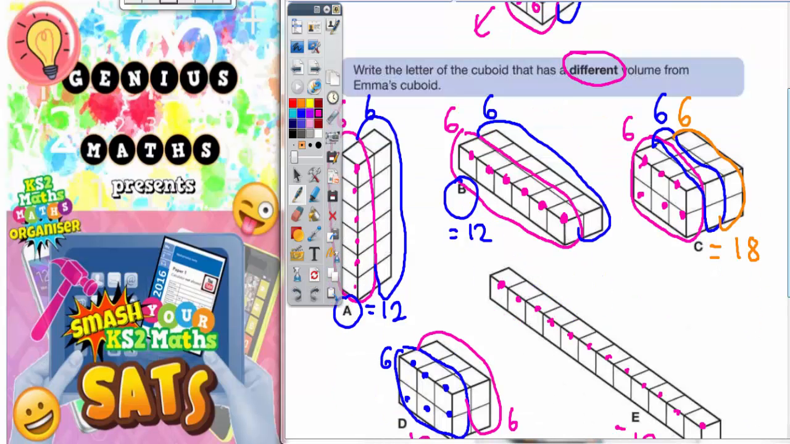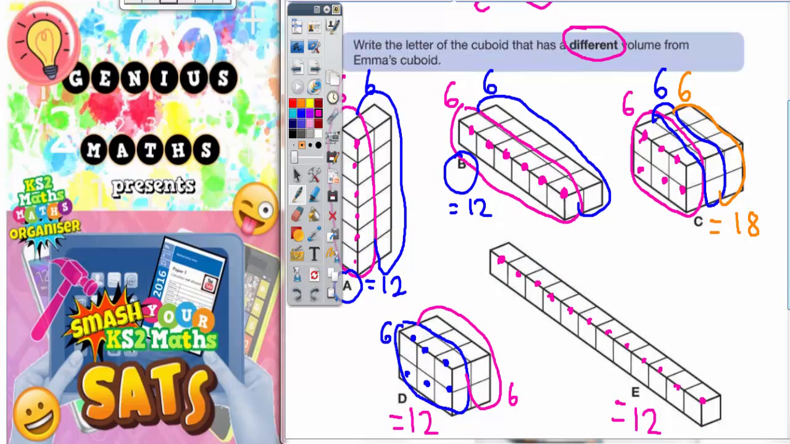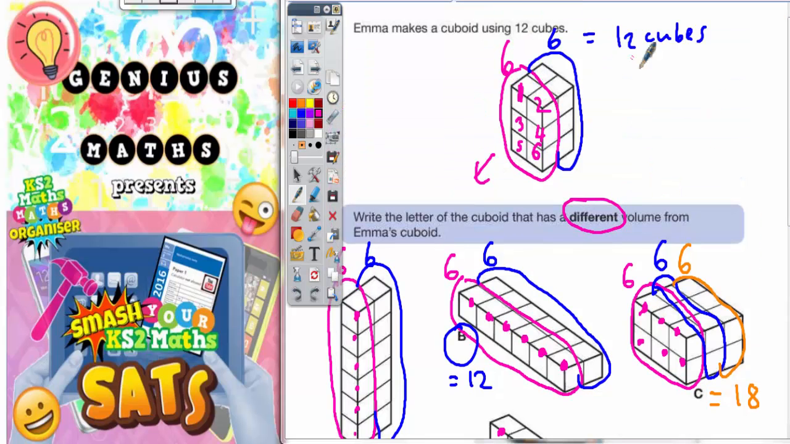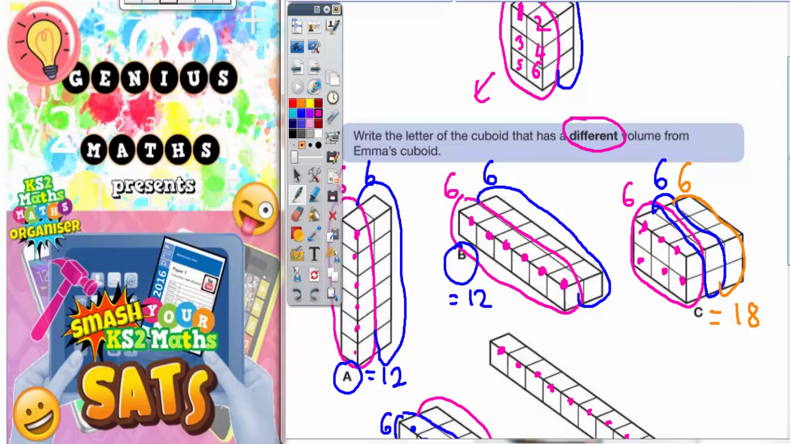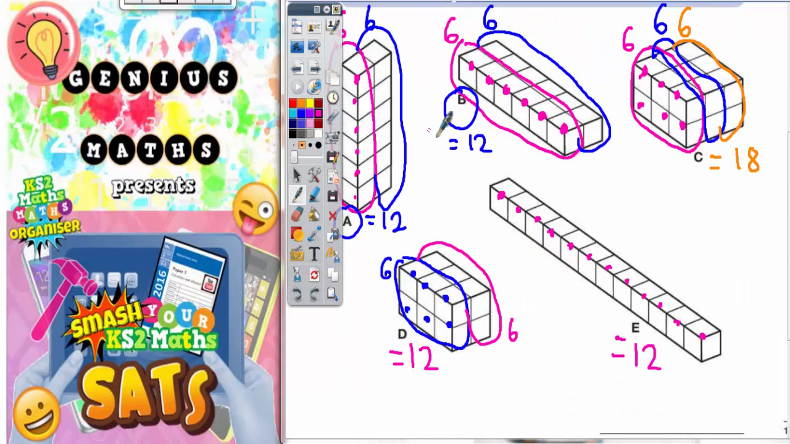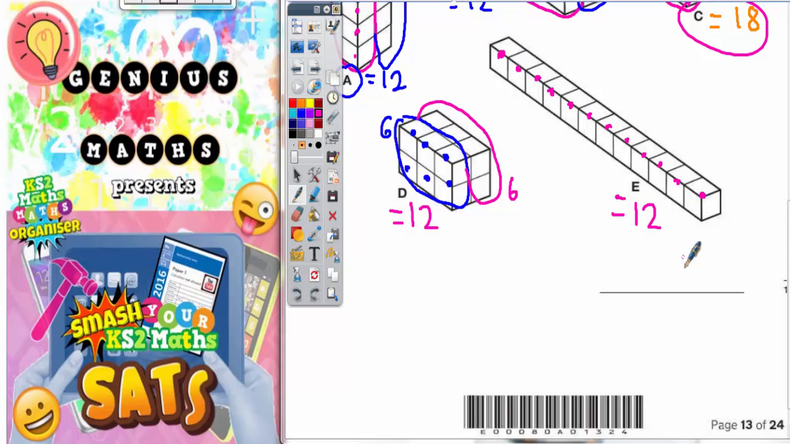And it says write the letter of the cuboid that has a different volume from Emma's cuboid. Well, Emma's cuboid was 12 cubes. And as you can see, A, B, D and E are also 12. The only one that's different is C. So the answer that we're looking for is letter C. So that's what we need to write in the answer box, letter C.